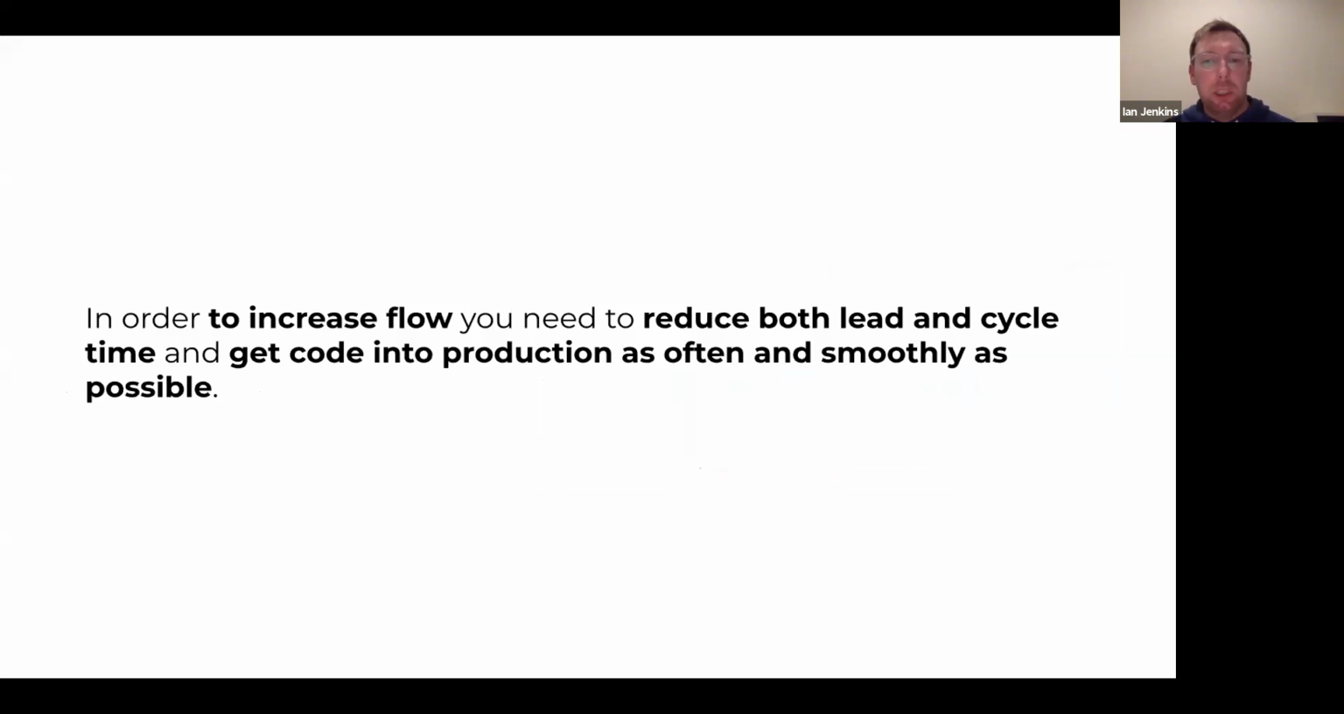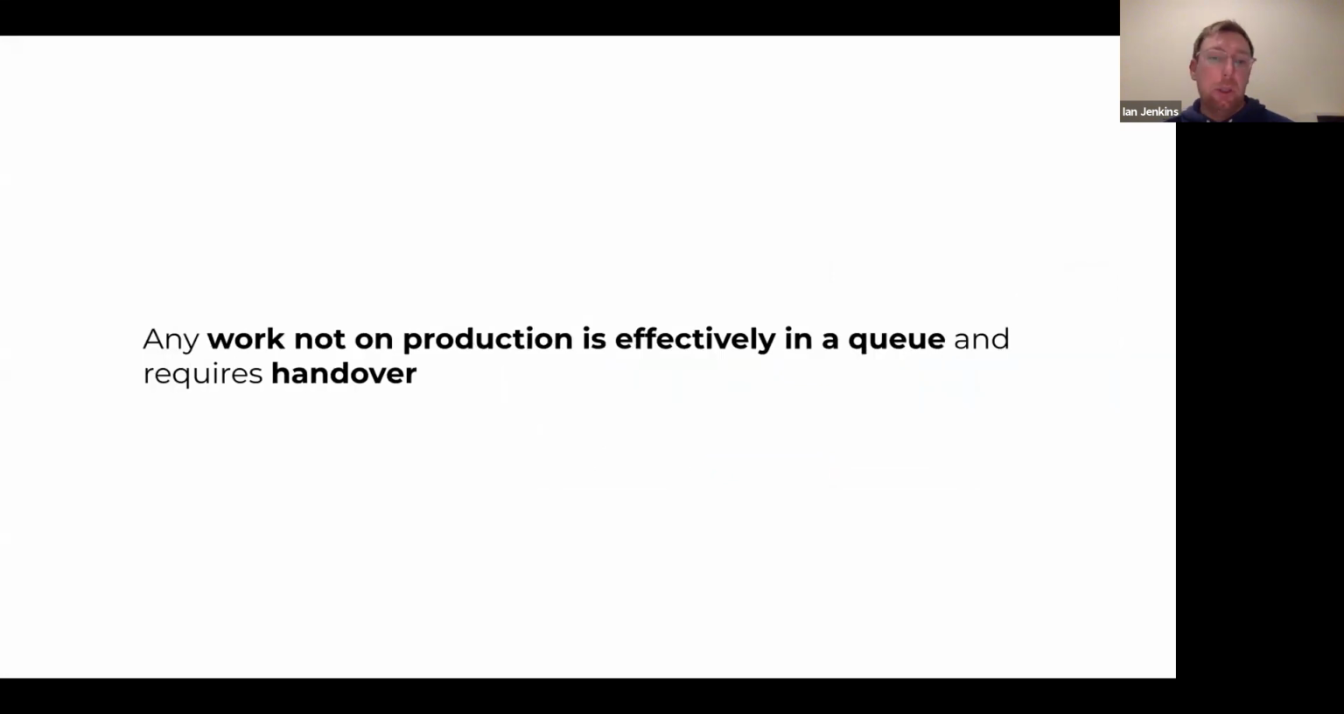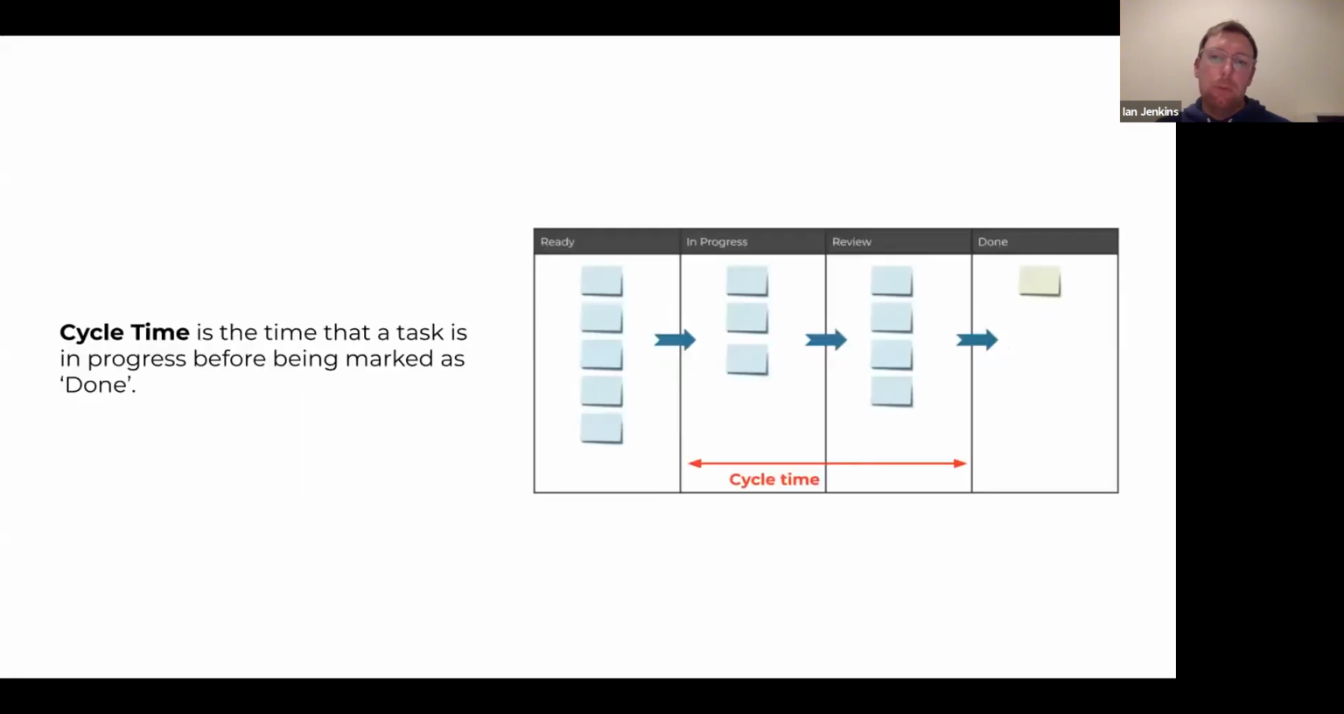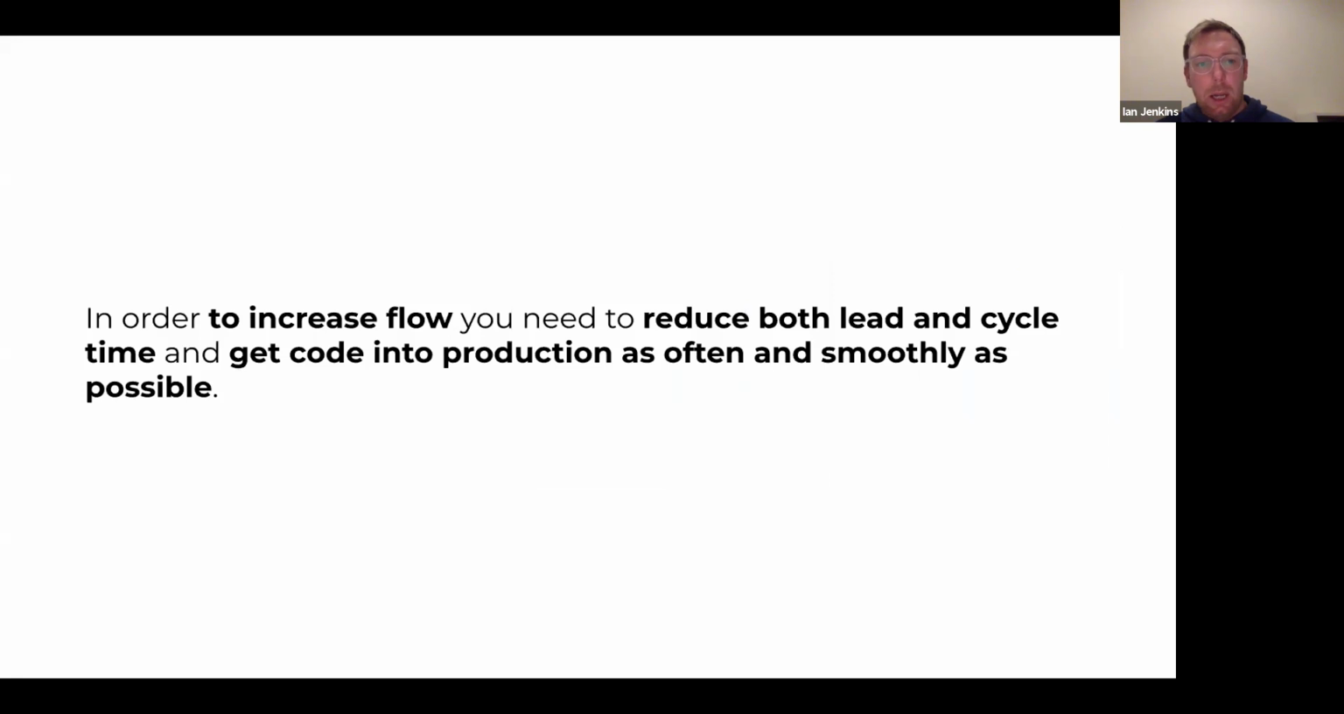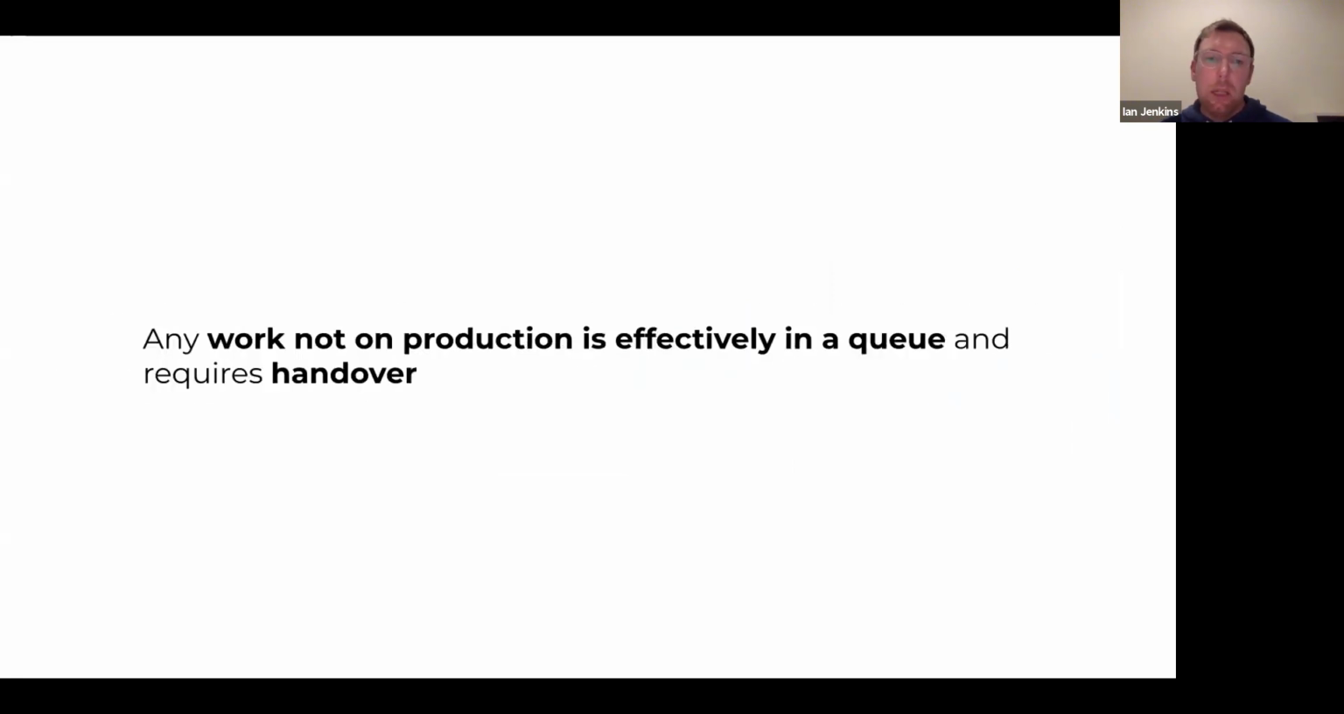So you want to get code into production as often, as smoothly as possible. The reason we want to do that is because any work that's not in production is effectively in a queue. It's not adding value, and it requires handover. So every step through this sort of pipeline requires handover. So either from maybe a product owner to a developer, or a developer to a tester, and so on, requires handover, and that causes delay, which we don't want, because again, anything that's not in production is not adding value.